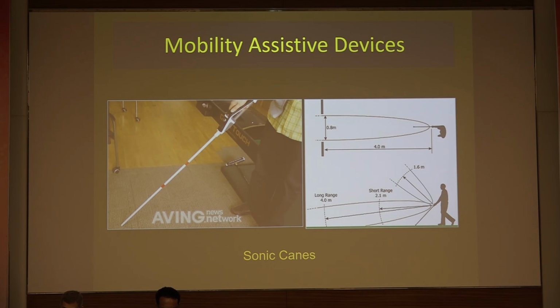Another device is sonic canes. Usually we have simple canes which help in moving here and there, but sonic canes actually come with a supersonic sensor capable of detecting obstacles in the range of about 25 degrees in the horizontal region and about 50 degrees in the vertical range. And this system causes the cane to vibrate when some obstacles come in their upcoming path.